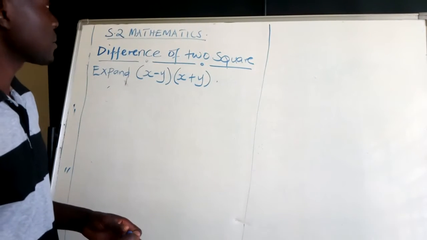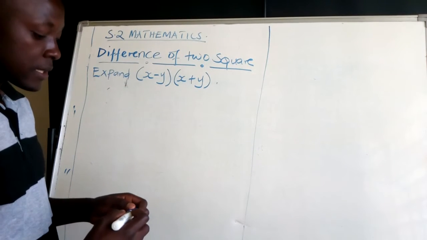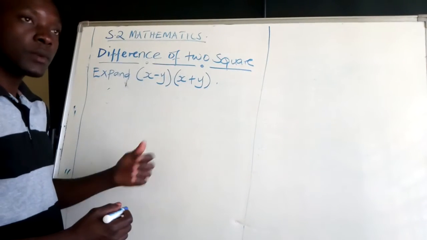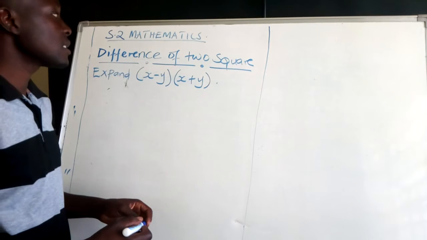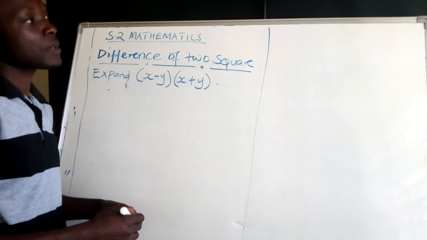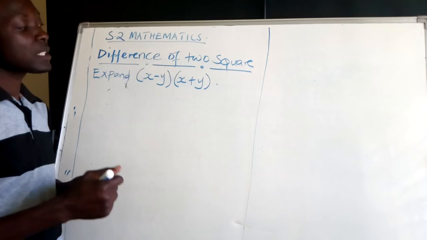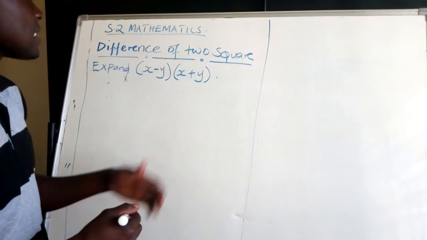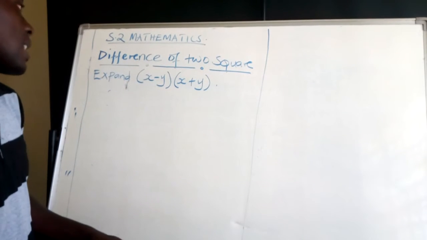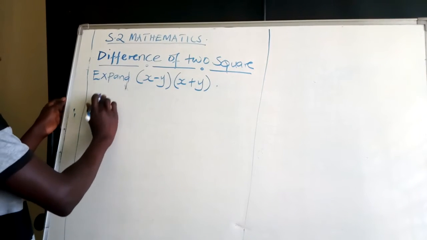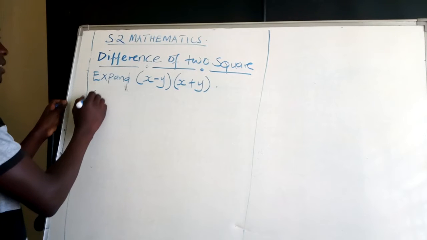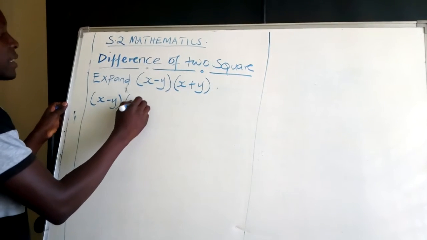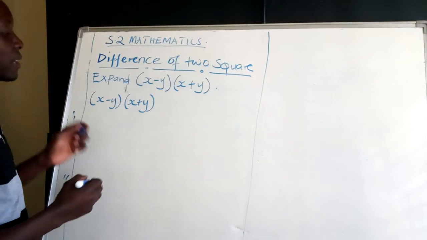This is senior two mathematics, and we are going to look at the difference of two squares. Last time we were looking at the quadratic identities. And with this, just like the word says, difference, we want to see how it comes about. To start with, we are going to look at what happens if we are asked to expand, say, (x minus y) into (x plus y). We want to see what this will give us.